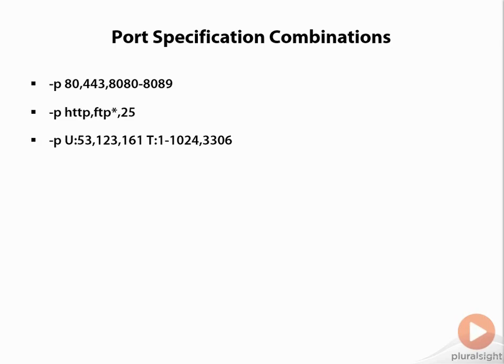Of course, most of these port specifications can be combined. Here are 3 valid examples. In the first example, we're combining port number lists with port number ranges. The second example combines nmap-services named services with wildcards and numbered ports. And the last example combines protocol specifications with lists and ranges.